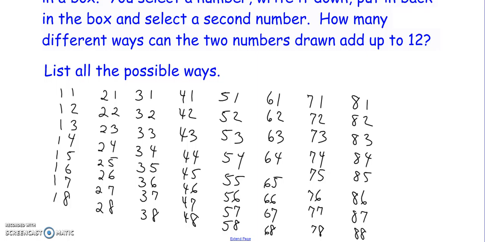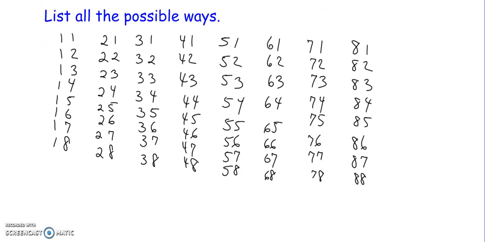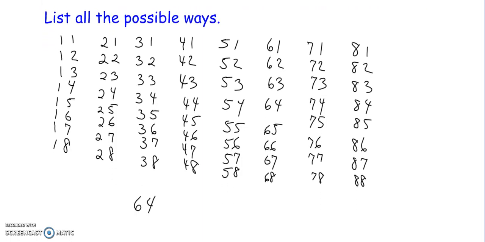All right, so what this means is there are really 64 possible ways. So there are 64 possible ways to draw two numbers.